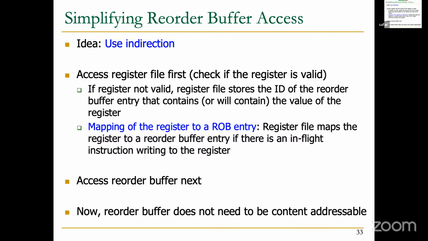When an instruction is decoded, it checks whether the source register is there in the register file. If the valid bit is 1 for the source register, that's great. You get the value from the register file. If the valid bit is 0, the register file will contain a tag, a pointer, to the reorder buffer entry that's going to produce that value. And this way, you can directly index into that reorder buffer entry without doing this messy content addressable search. And this is how you can map a register to a reorder buffer entry. The register file maps the register to a reorder buffer entry if there's an in-flight instruction writing to the register.